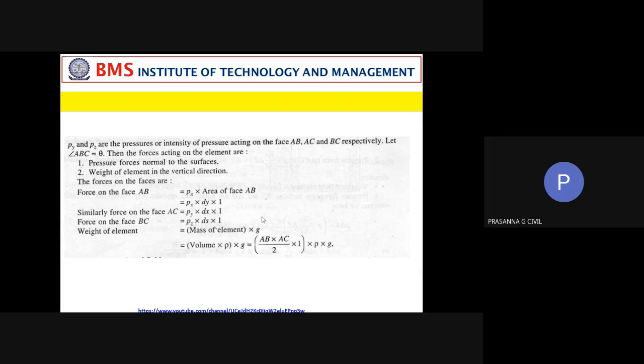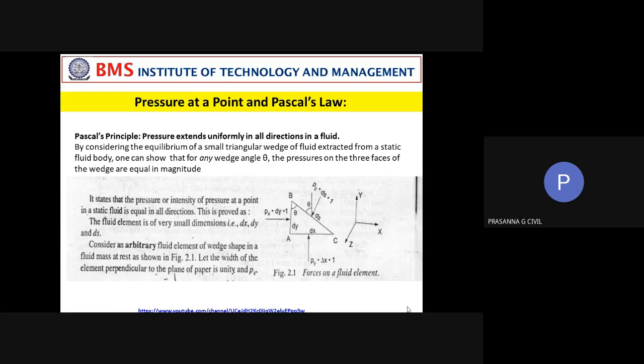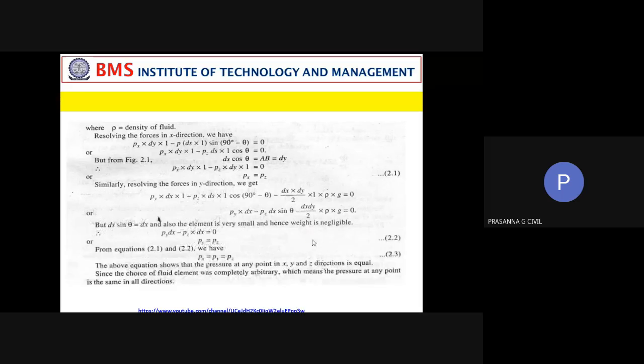So you have 3 forces acting, that is the pressure forces normal to the surfaces, and you have the weight of the elemental section. AB has got a distance dy and AC has got a distance dx. So if you substitute that also, that will be your value, where rho is the density of the fluid.